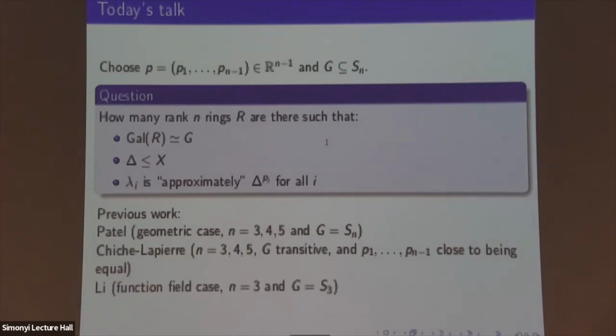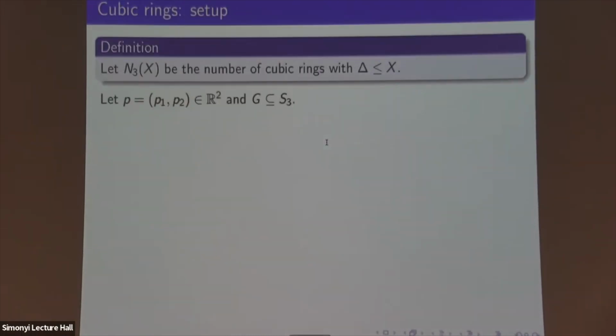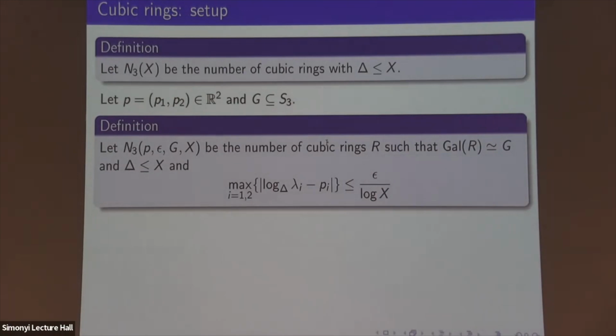And you could ask, is this the natural choice? Is this the correct choice? I think it is, because it translates from the geometric and function field setting really well, and it produces nice results. But one could, of course, make a different choice of what it means to be close to P.